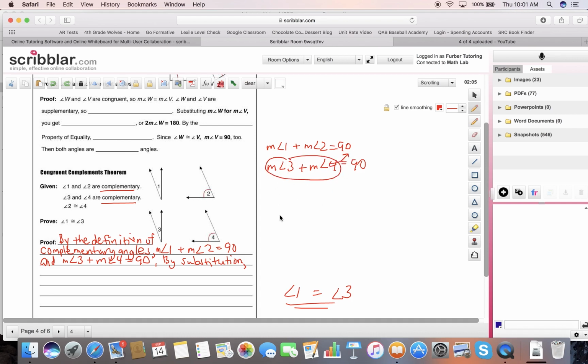So I have the 1 and the 2 on the left side and the 3 and the 4 on the right side. So if both of them are equal to 90, then I can substitute anything for the 90. I can either substitute this 90 with the measure of angle 1 plus the measure of angle 2, or I can substitute this 90 with the measure of angle 3 plus the measure of angle 4. Okay? So by substitution, I'm going to write it this way. The measure of angle 1 plus the measure of angle 2 is equal to the same thing as the measure of angle 3 plus the measure of angle 4. What do both of those things equal? This adds up to 90 and this adds up to 90, so they're equal to each other. Okay, so I'm going to write that over here.